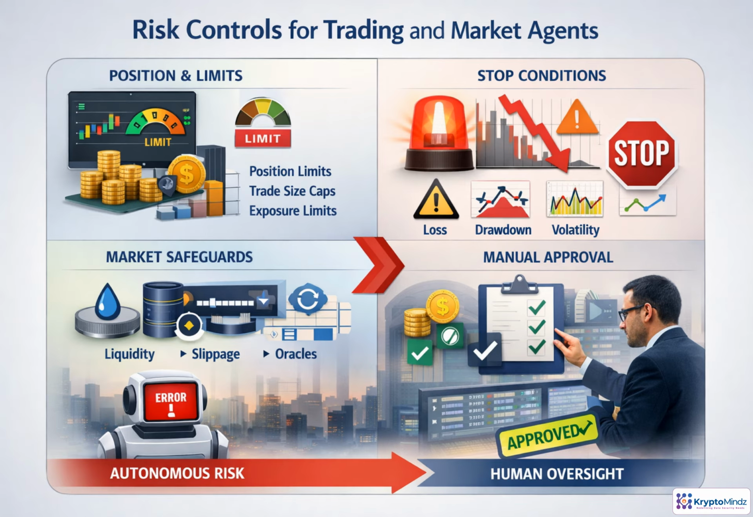Trading agents need hard boundaries, not just good prompts. Set limits on position size, trade size, daily volume, and exposure by asset or protocol. Define automatic stop conditions for losses, drawdowns, volatility spikes, or repeated simulation failures. Before execution, require enough liquidity, acceptable slippage, fresh oracle data, and agreement across price sources. Finally, require human approval for large trades, new tokens or contracts, strategy changes, and unusual markets. Autonomy should shrink as risk increases.